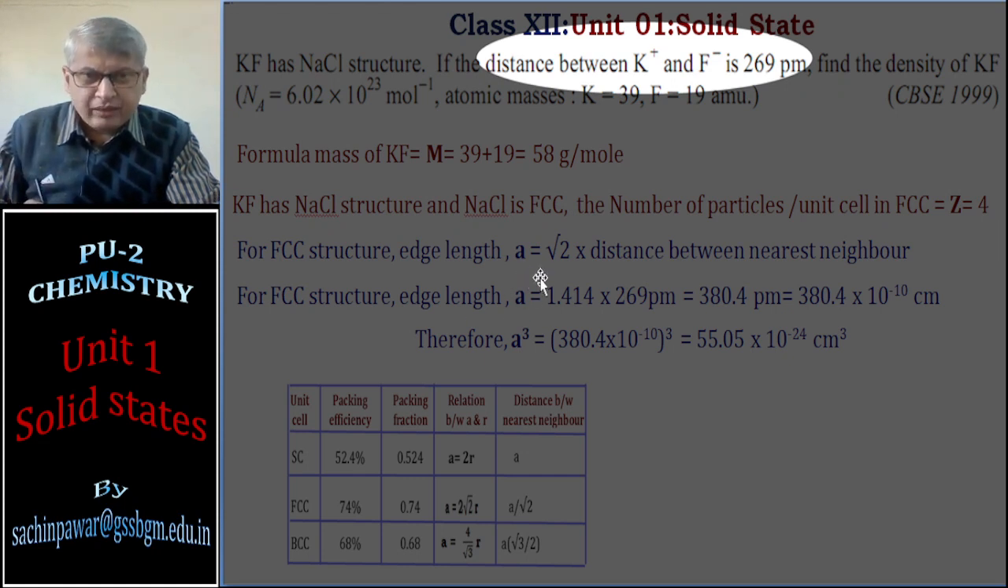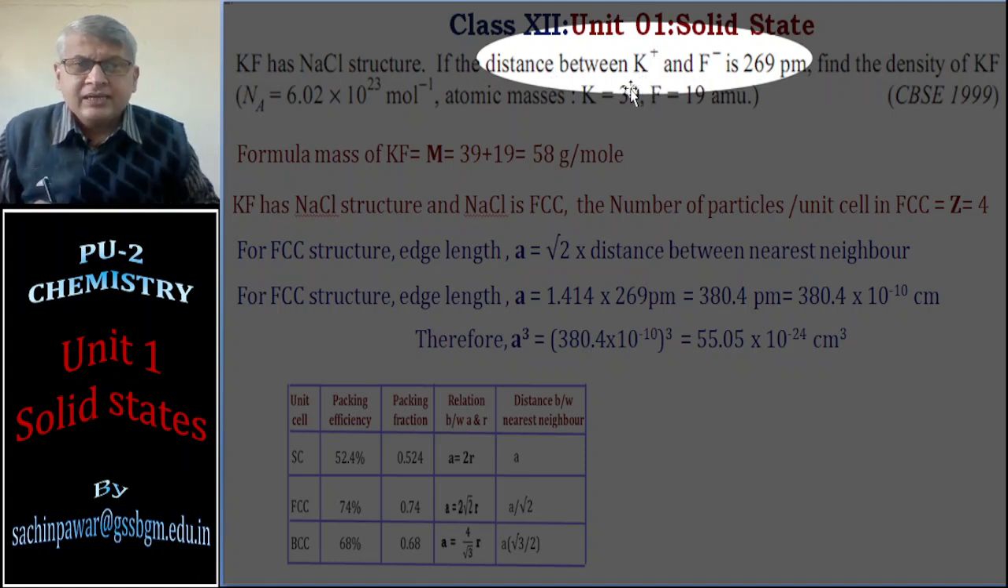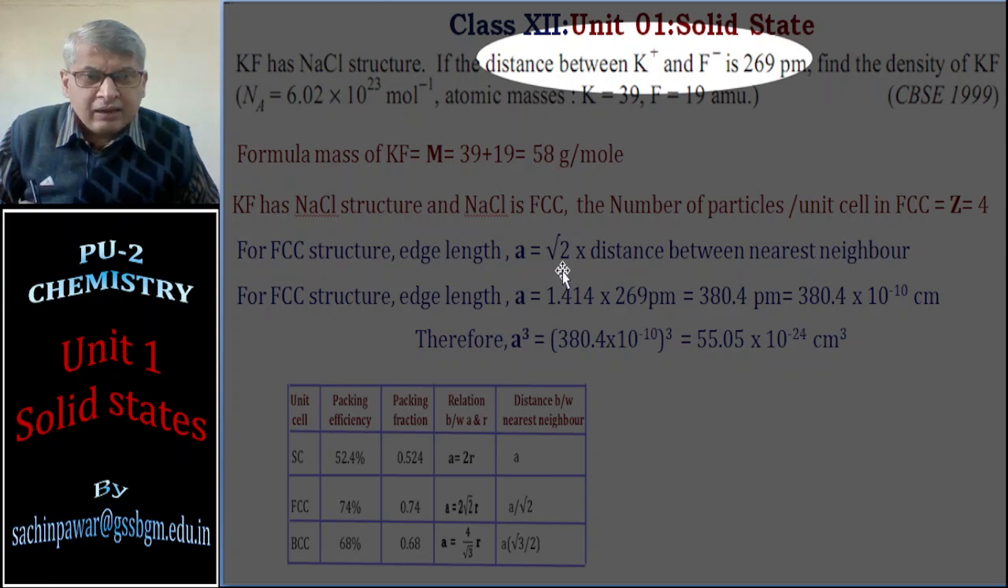We want A. For this they have given the distance between K plus and F minus, which means the distance between the nearest neighbors. For this, in my previous video I have already given the relation which you have to learn by heart. For FCC, the distance between the nearest neighbor is A upon root 2. Therefore, A, the edge length, is equal to root 2 into the distance between the nearest neighbor, that is 269 picometers. Root 2 is 1.414, so 1.414 into 269 picometers.